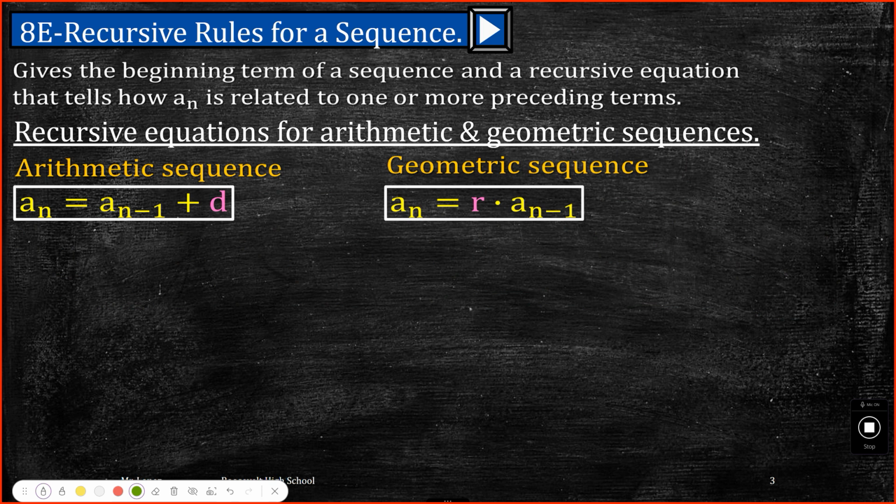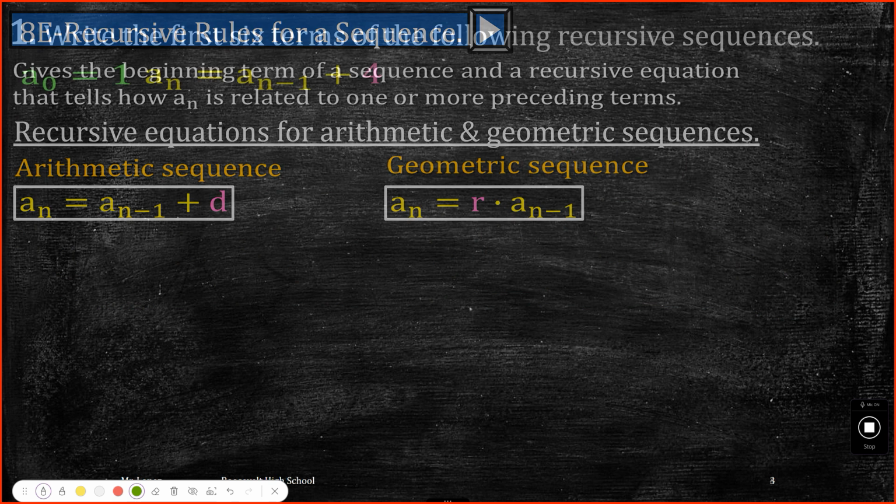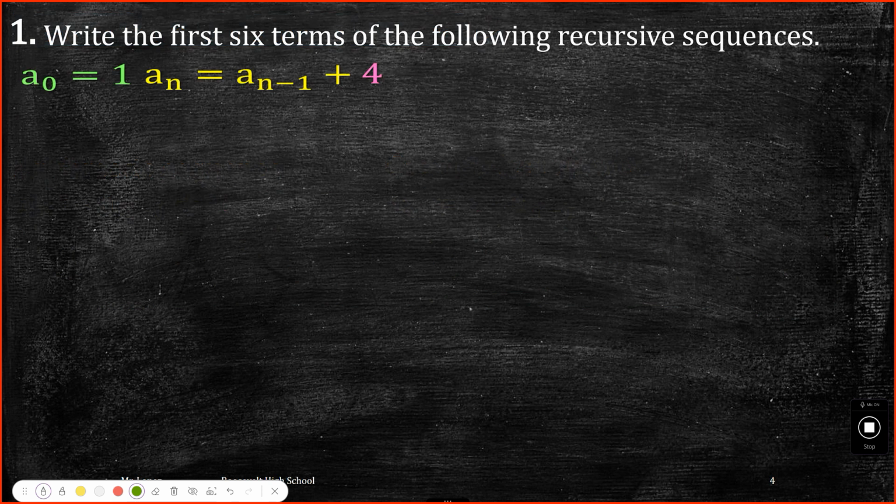You guys ready? Get going? Recursive equations, let's go. That's all you need to know. We'll just do them and then you'll see it. Here we go. Round 1. Write the first 6 terms of the following recursive sequences. This is actually really, really easy. It just looks difficult, but it's really easy.